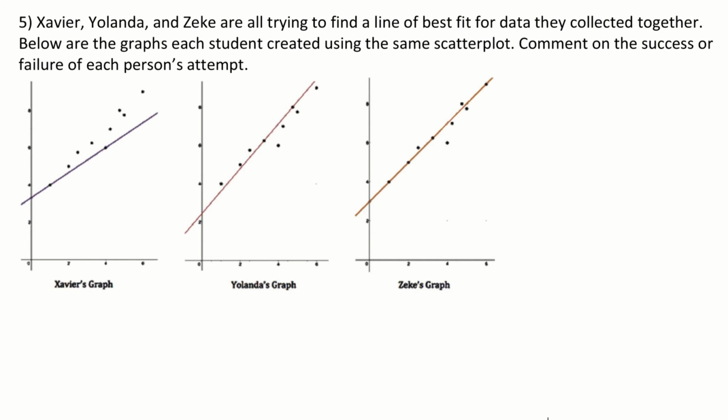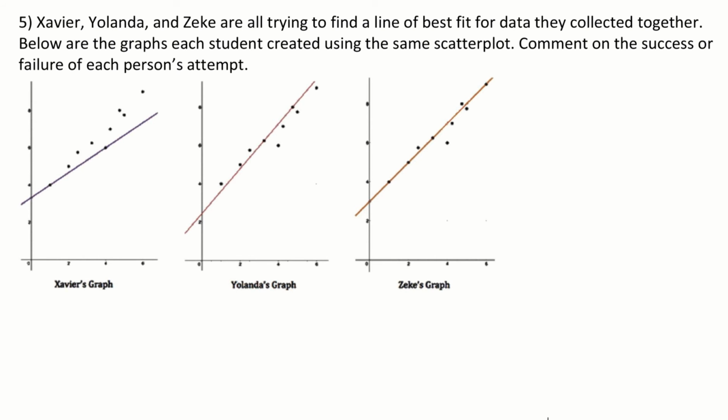Okay, we're continuing on with page 3, question 5. So Xavier, Yolanda, and Zeke are all trying to find a line of best fit for data they collected together. Below are the graphs each student created using the same scatter plot. So the scatter plots were all the same, and they're just imposing their lines of best fit. And it just says comment on the success or failure of each person's attempt.